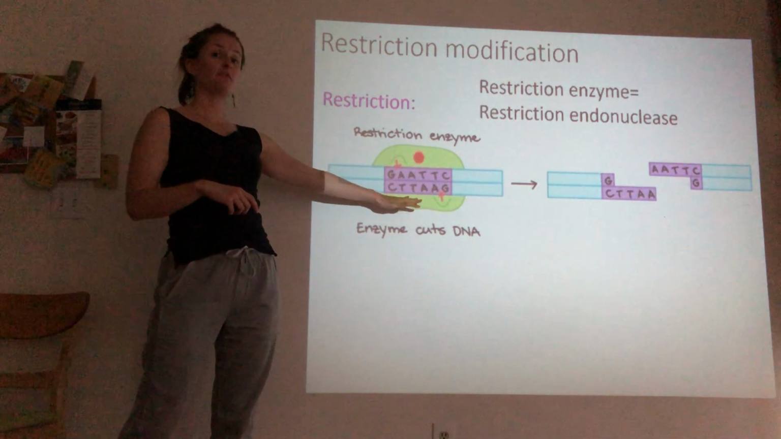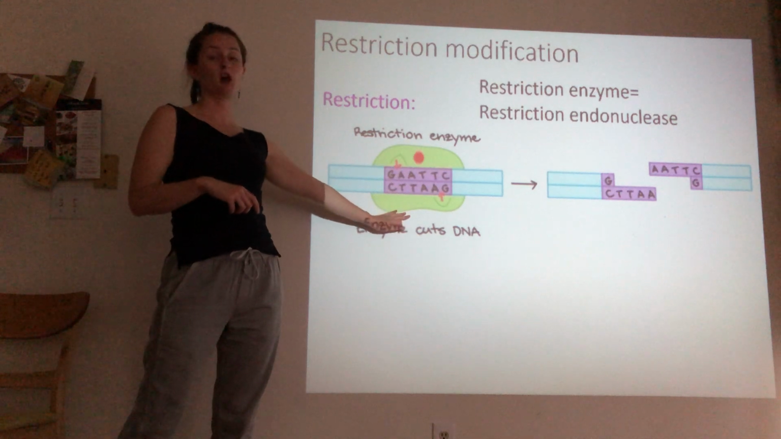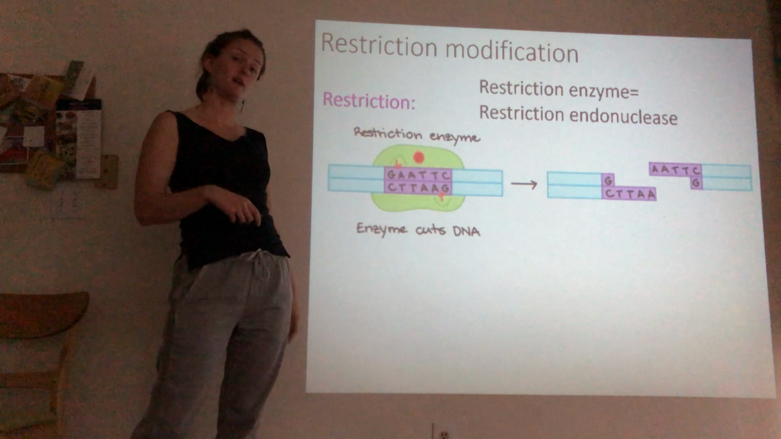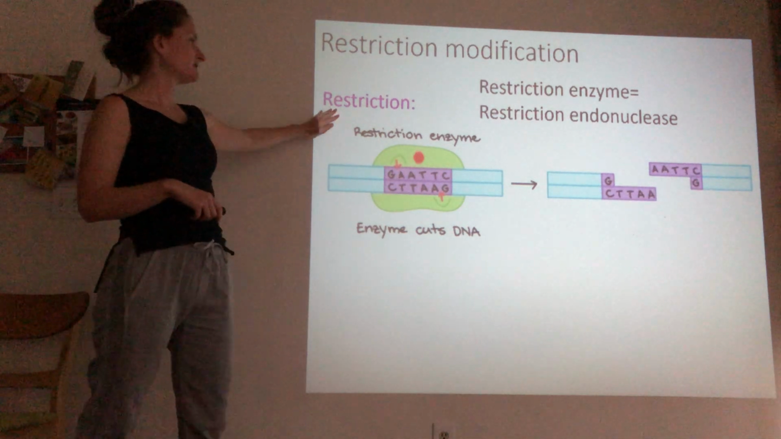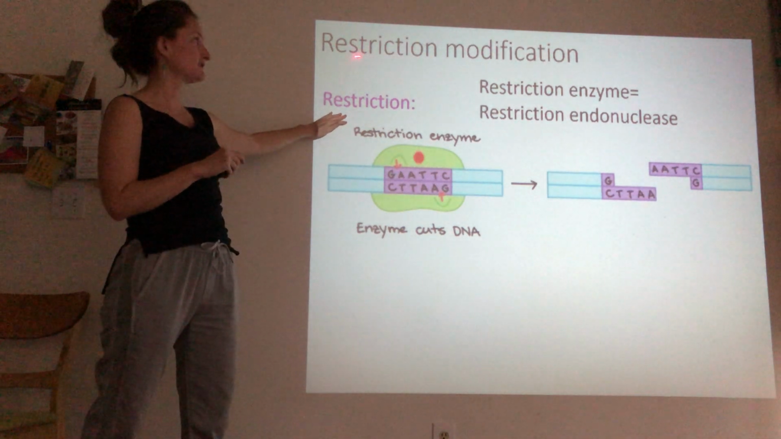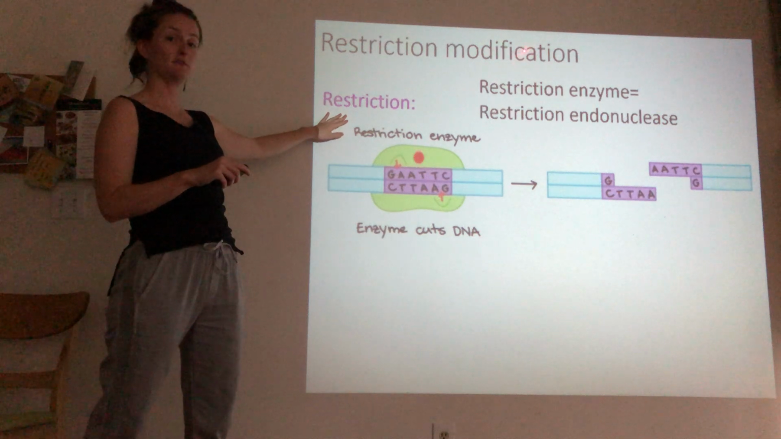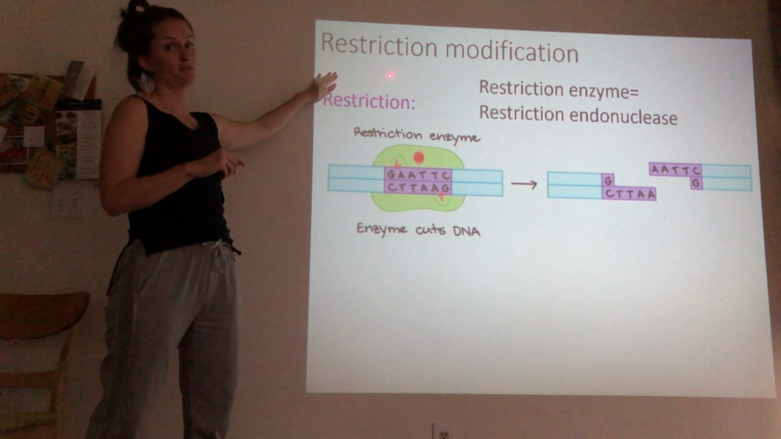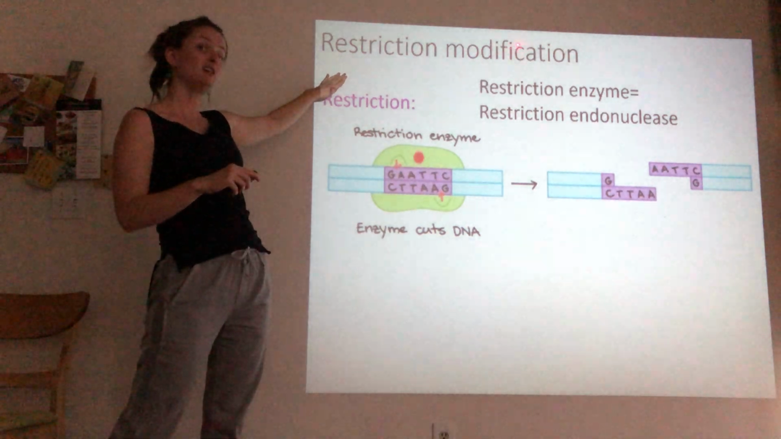The reason these restriction enzymes don't just chop up the bacterial DNA that may happen to have these sequences throughout it is because this is a restriction modification system. The restriction part, the restriction enzyme, is only the first half of it. The second half is the modification part.